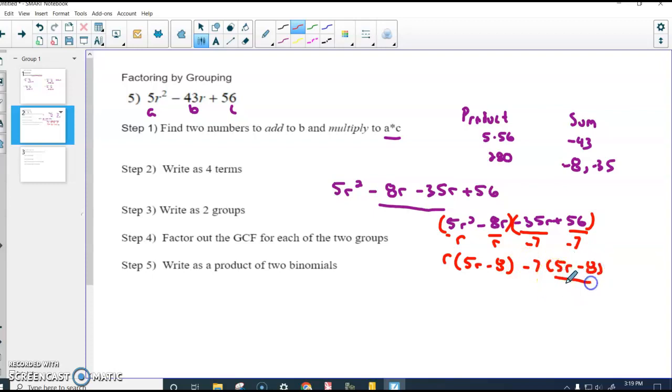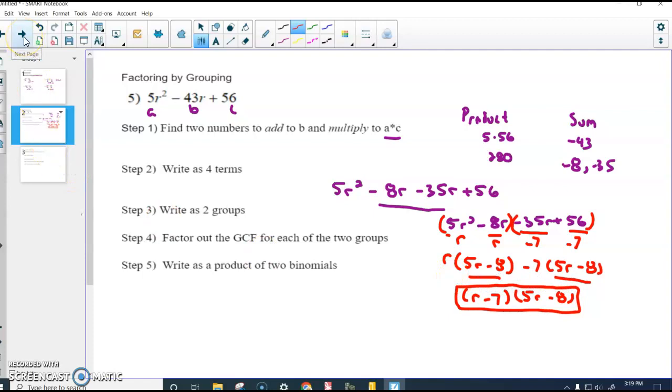What you guys will notice is that 5r minus 8 is the same. So when I rewrite this in factored form, it is going to be r minus 7, and then 5r minus 8. That would be your factored form. Okay? So I have one more example, and then I'm going to have you guys try a couple on the next page.